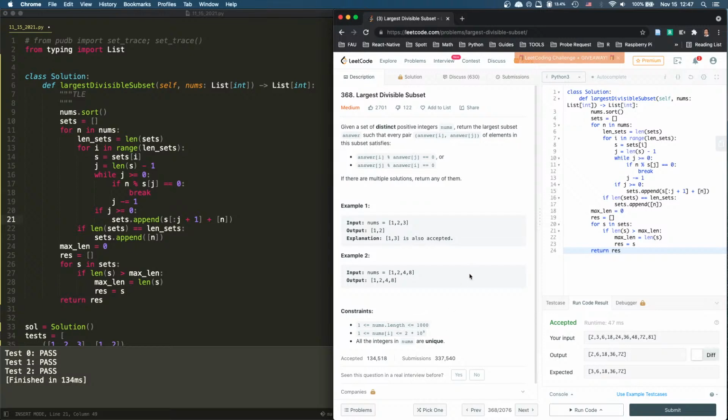Largest value of each set. I am stuck. I think we have to factor, right? I think we have to factor. What does the factor do? Well, the factor will tell us which one it can be divided by, right?